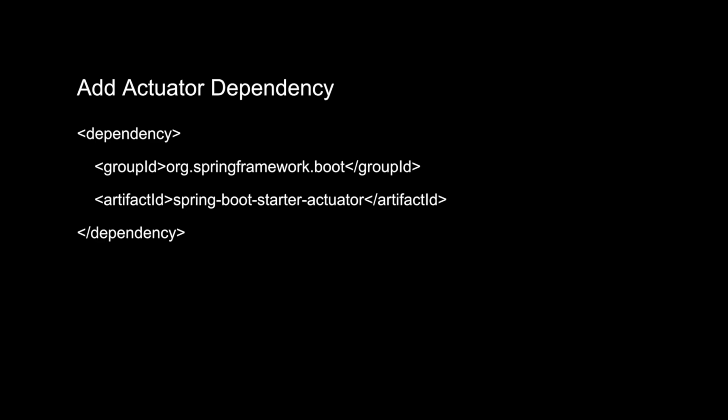Add the Actuator dependency if not already done while creating the Spring Boot app. This dependency enables monitoring features without writing much code. Spring Boot starts exposing internal metrics.